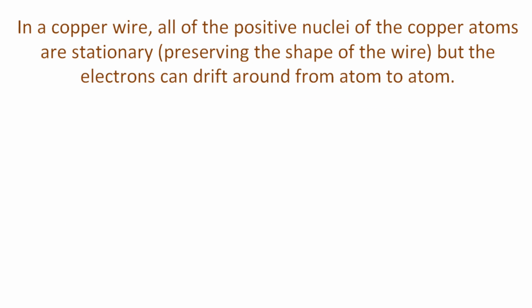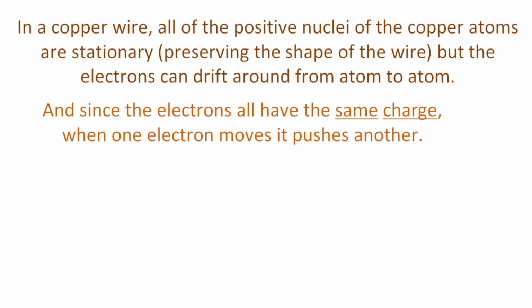In a copper wire, all of the positive nuclei of the copper atoms are nestled in there together, and all of the nuclei are stationary, and that preserves the shape of the metal, the shape of the wire. But the electrons can drift around from atom to atom. They're free to move. And as we know, they don't like each other. And since the electrons all have the same charge, when one electron moves, it pushes another.